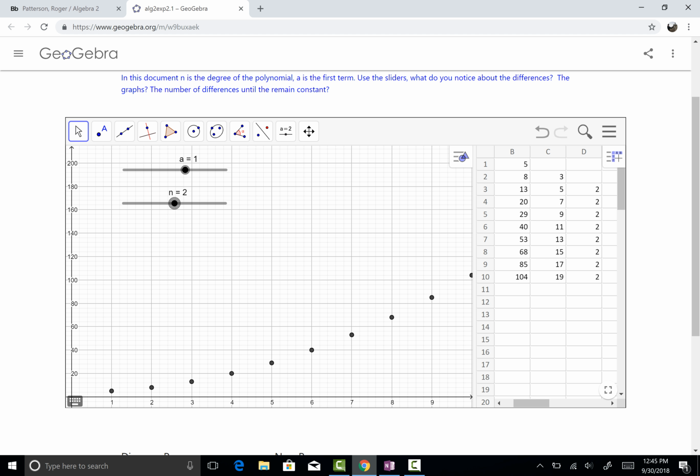So what I want you to do is take this GeoGebra document and play with it a little bit. Explore it. Play with the n values and the a values, and see if you can come up with some sort of a pattern. Look at the n's, look at the a's, look at the sets of differences, how many sets of differences, see if you can come up with some ideas. Should take you about 5 minutes, and then we're going to review it. So we'll pause this, you play with it, and we'll come back.